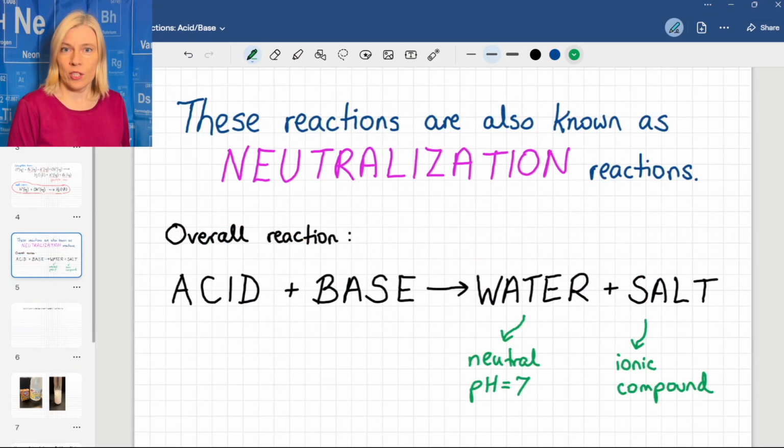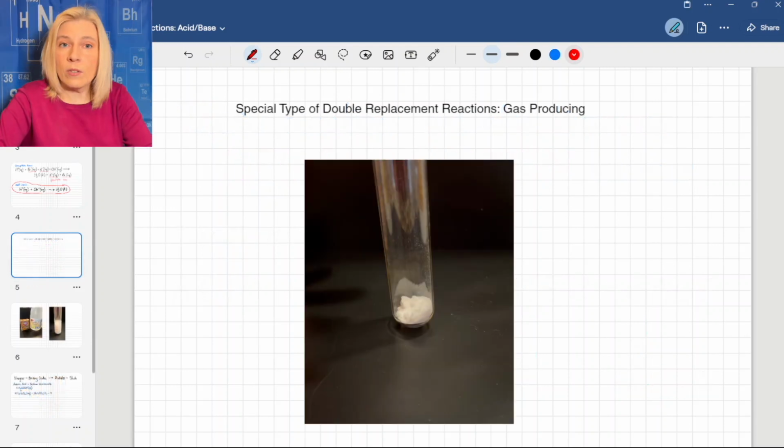These types of reactions are also known as neutralization reactions. So the overall reaction is acid plus base makes water and salt. Water is neutral. It has a pH of 7. That's why these reactions are neutralization reactions. And salt is the ionic compound. Another special type of double replacement reaction produces gas.